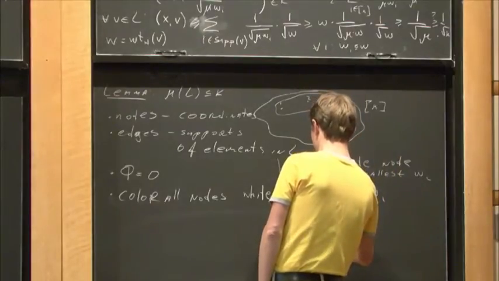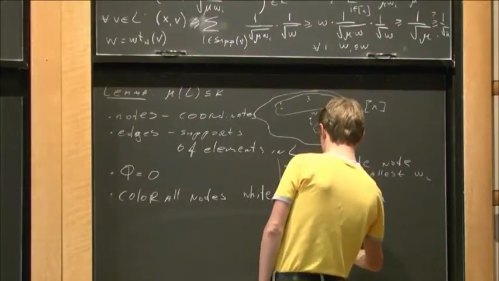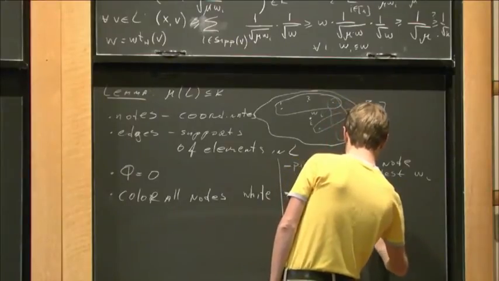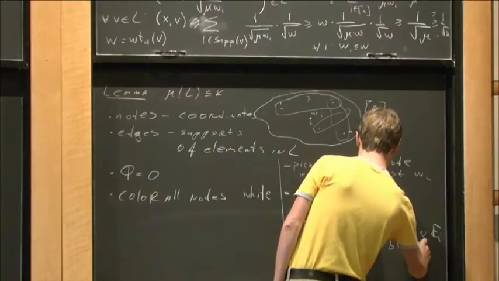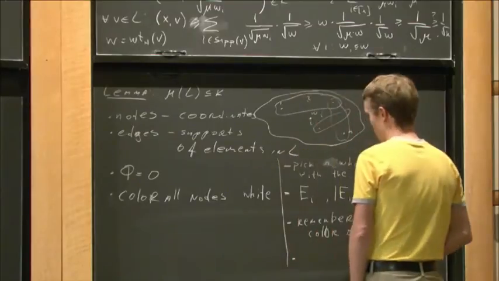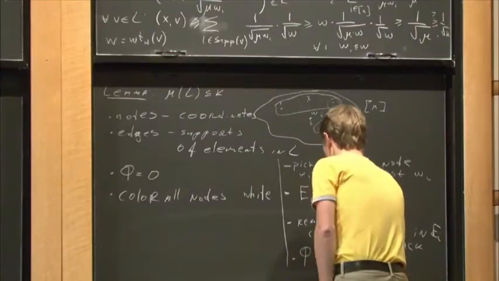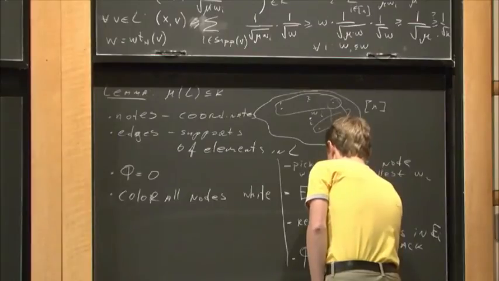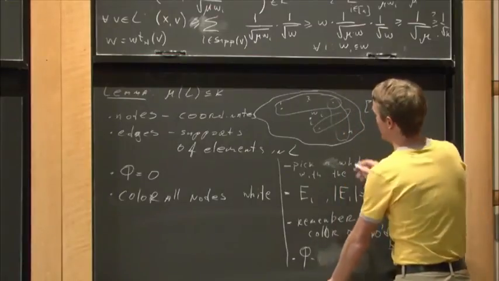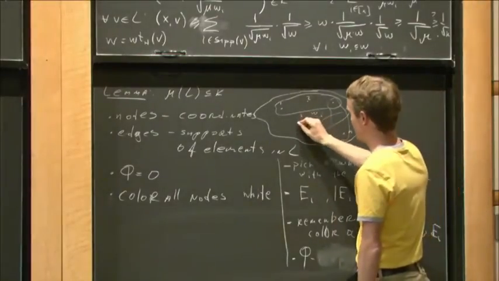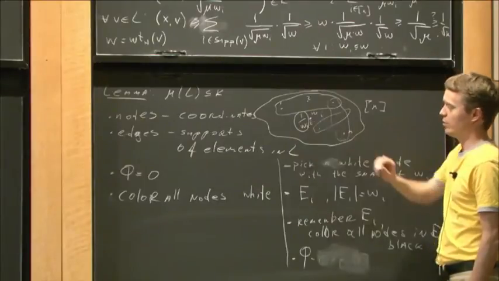Remember E sub I, I color all nodes in E sub I black. I will also change the potential function, phi. Every node has Wi associated with it, and let's say that it also has a weight. There is this quantity 1 over Wi that is the weight of this node.